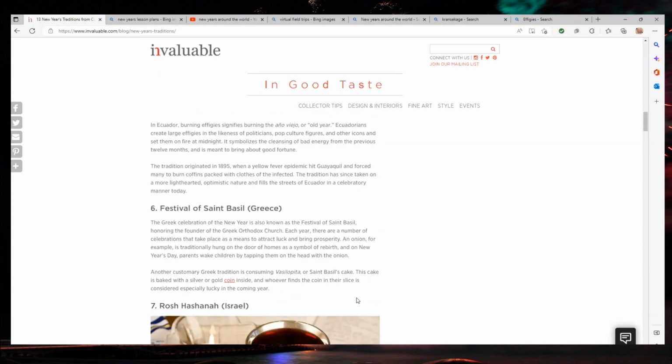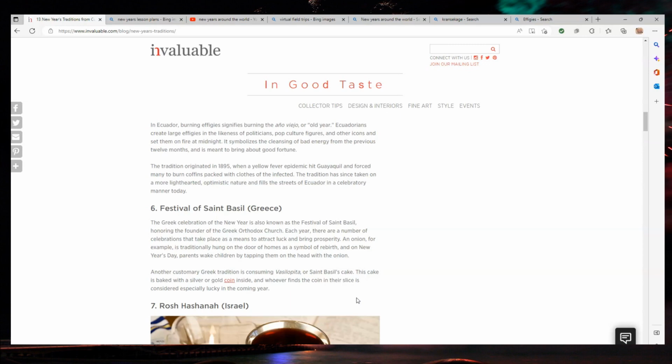Festival of Saint Basil in Greece. The Greeks celebrate the new year with what is also known as the Festival of Saint Basil, honoring the founder of the Greek Orthodox Church. Each year, there are a number of celebrations that take place as a means to attract luck and bring prosperity. An onion, for example, is traditionally hung over the door of homes as a symbol of rebirth. And on New Year's Day, parents wake children by tapping them on the head with an onion. Interesting.